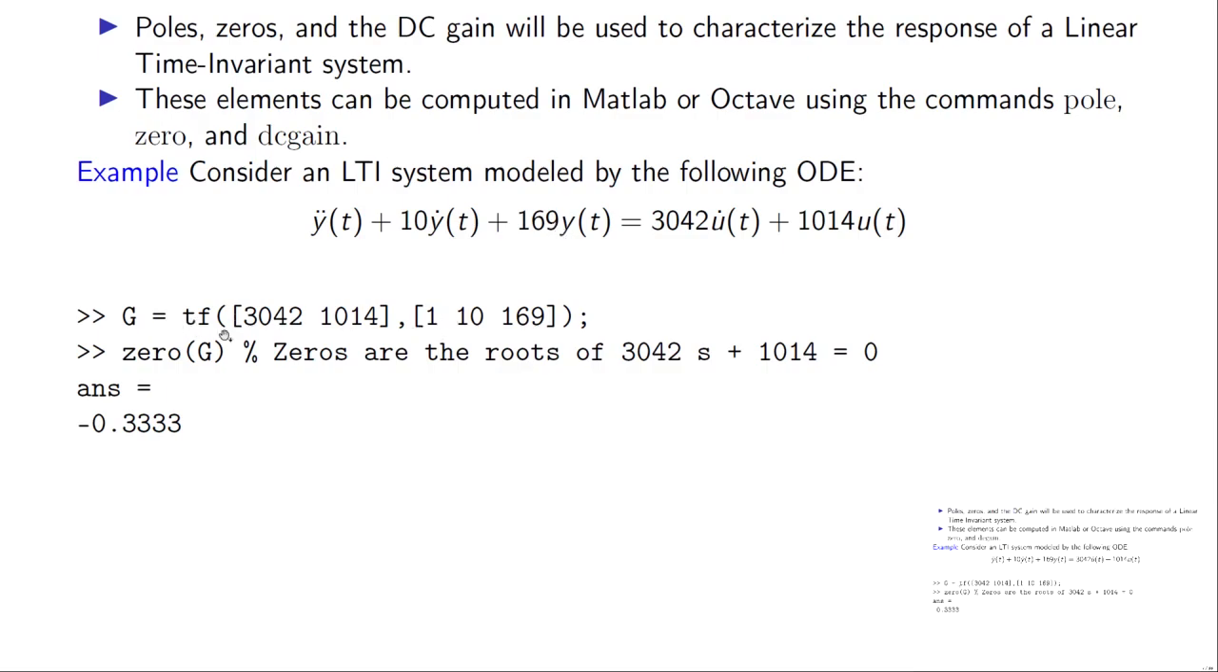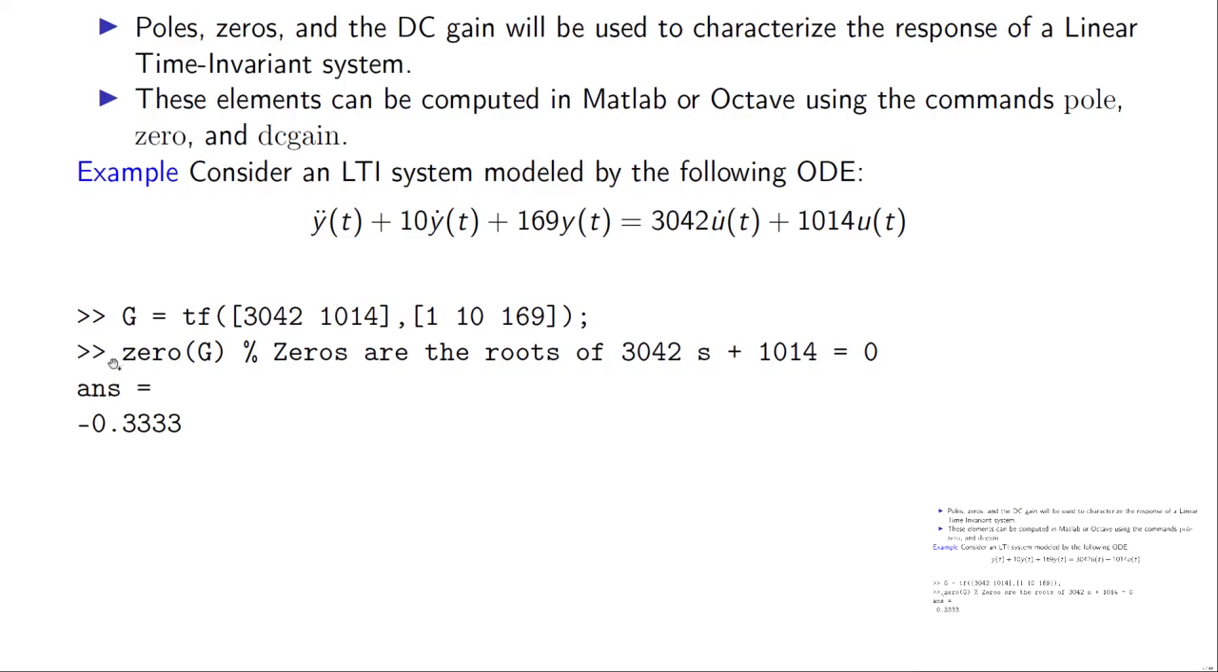So this is the syntax for MATLAB. You can use the tf command, and then you put the numerator. This is the vector containing the coefficients of the numerator, comma, and then the coefficients of the denominator: 1, 10, 169. If, for instance, you didn't have the y dot here, you should put 0, okay?